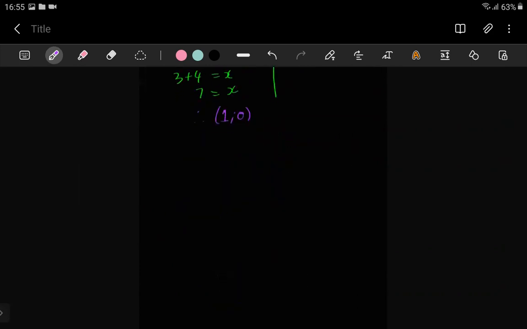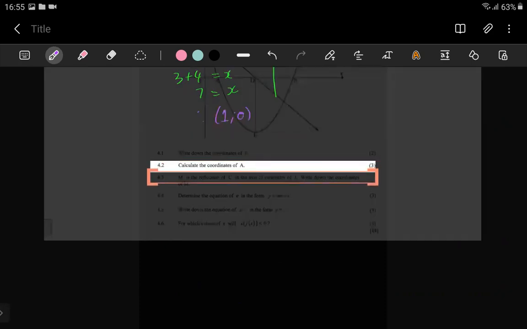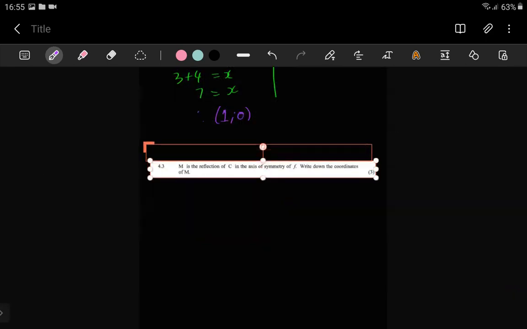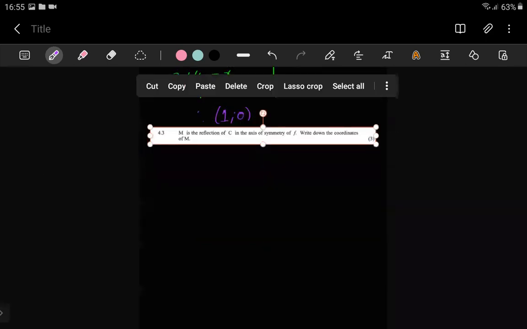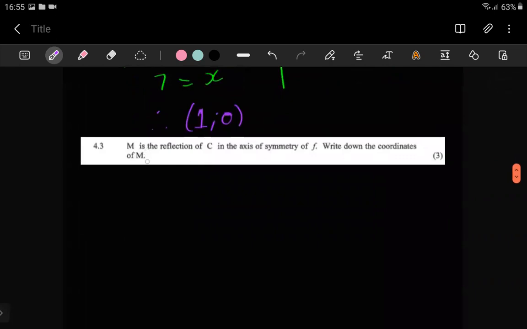So let's see what the next one says. The idea also is, we're not really doing anything crazy here. This is just to remind us of how standard the questions are. It says M is the reflection of C in the axis of symmetry of F. Write down the coordinates of M. We have to read it again, but we have to be referring back to the sketch. Otherwise, we're not even doing anything.